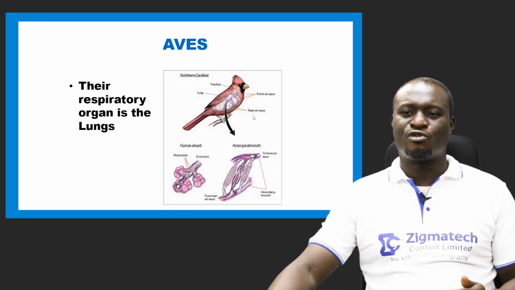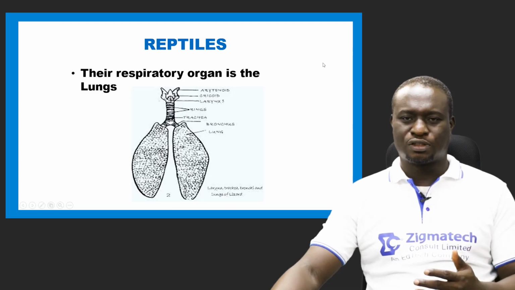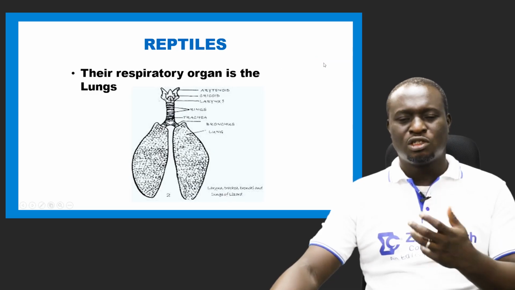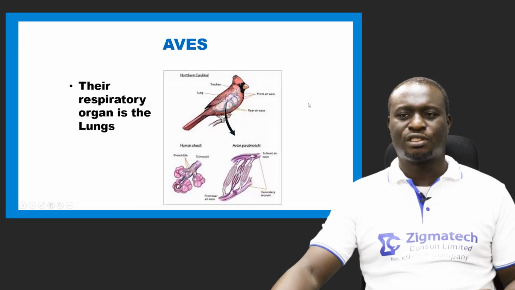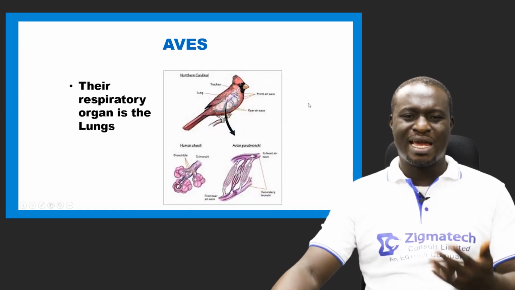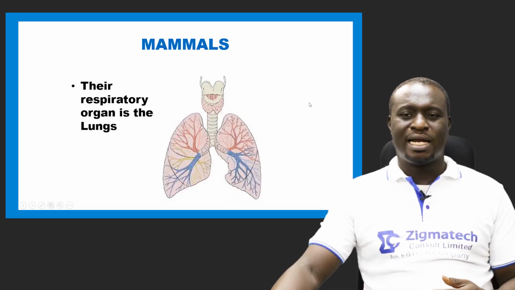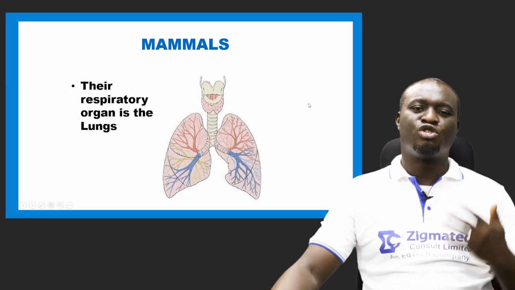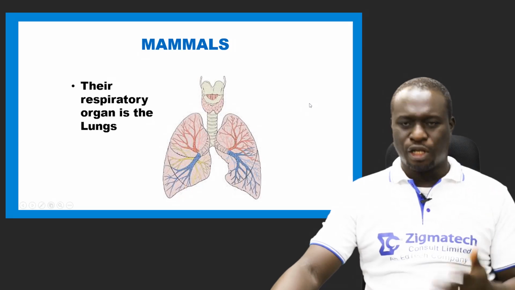And then we also have for reptiles, the respiratory organ of a reptile is the lungs. They have their own lungs, similar to that of the human lungs. We also have the birds, which is the aves. Their respiratory organ is also lungs. And then mammals, which include humans, the respiratory organ of mammals is the lungs.